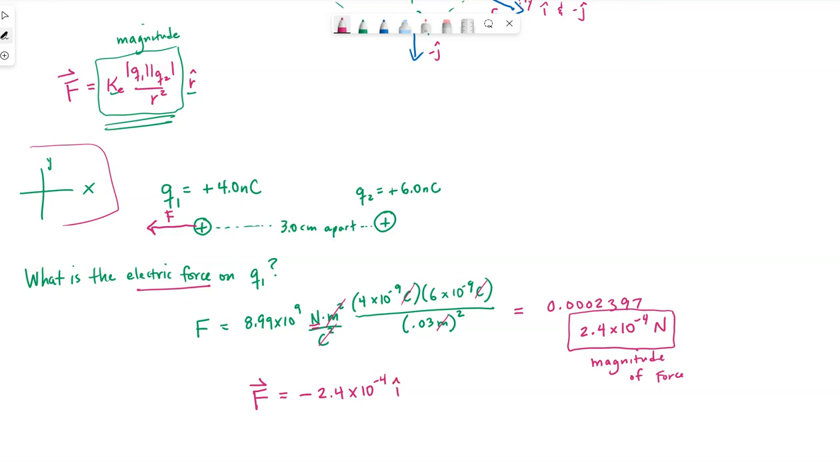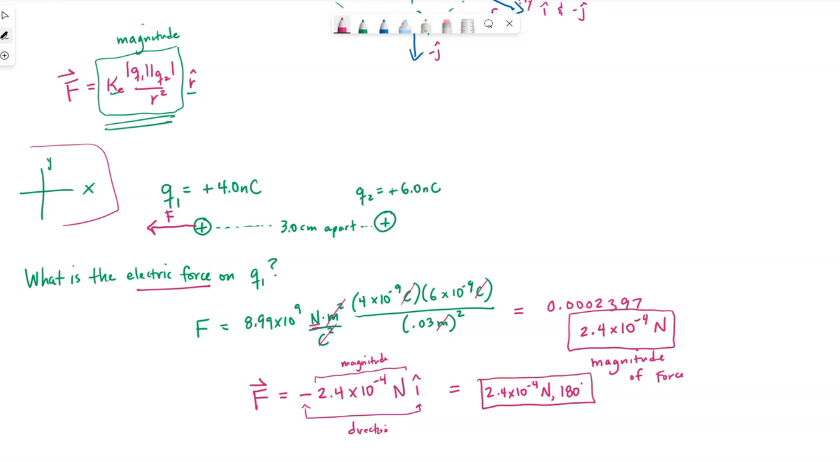And whether we do i hat first or units and then i hat, the negative i hat represents the direction. The 2.4 times 10 to the negative 4 is the magnitude. So we have accounted for both. Now, oftentimes direction we want as an angle. We could say 2.4 times 10 to the negative 4 newtons at 180 degrees.